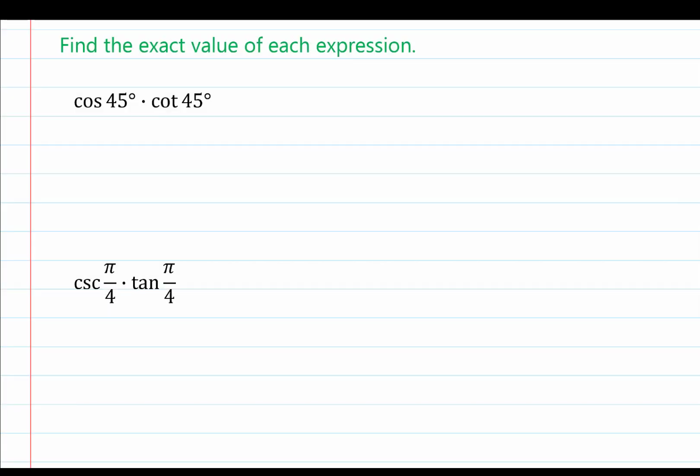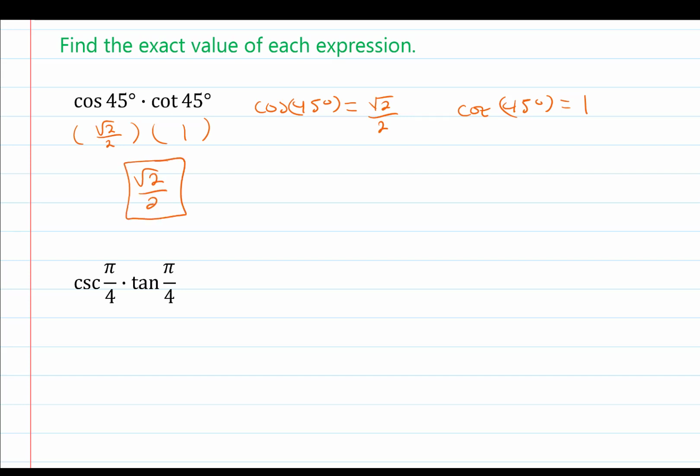Now I'd like to use that information in order to find the exact value of each of these two expressions. So what we're going to do first is find the cosine of 45 degrees. Well, you might recall that the cosine of 45 degrees is equal to the square root of 2 over 2. We also need the cotangent of 45 degrees, and you might recall the cotangent of 45 degrees is equal to a value of 1. We're then going to replace cosine of 45 degrees with the square root of 2 over 2. We will then replace the cotangent of 45 degrees with the value of 1, and then we're going to multiply to get a product of square root of 2 over 2. And so this is the result of simplifying that expression.